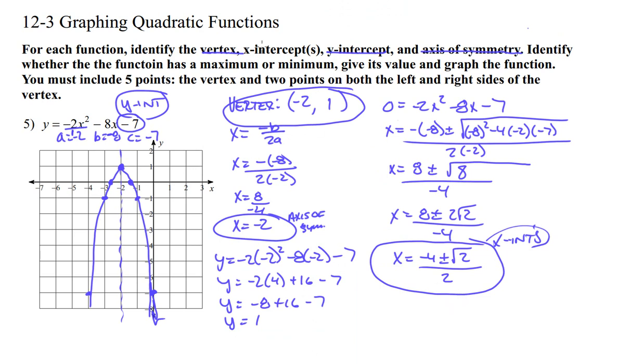Okay, so we found the x-intercepts. Identify whether the function has a maximum or minimum. It is a maximum because it's up here at the top. Give its value. Its value is going to be 1. And then graph the function, and we've already done that.